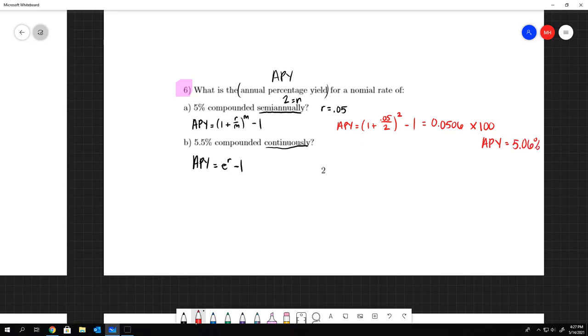And I'm going to do the same thing with B. So this is compounded continuously, so I just got to figure out what r is. r, if I move my decimal place over, would be 0.055. So APY equals e to the 0.055 minus 1. Handy dandy calculator says that this is equal to 0.0565. And if we multiply that by 100 to get our percents, this is APY equals 5.65%.